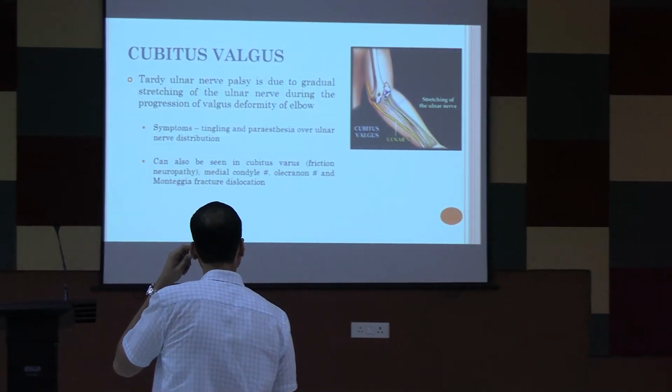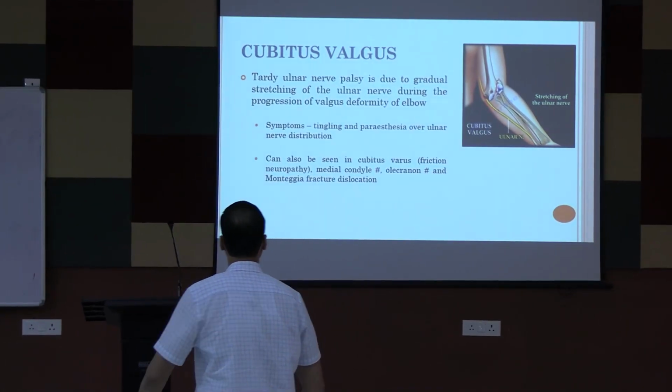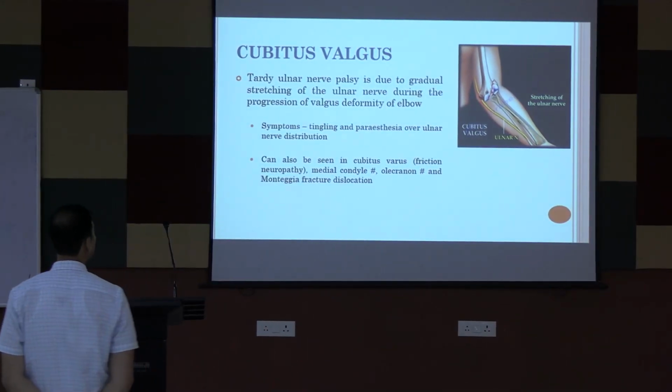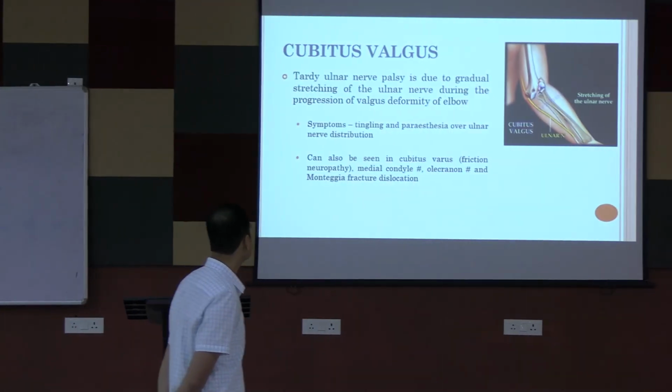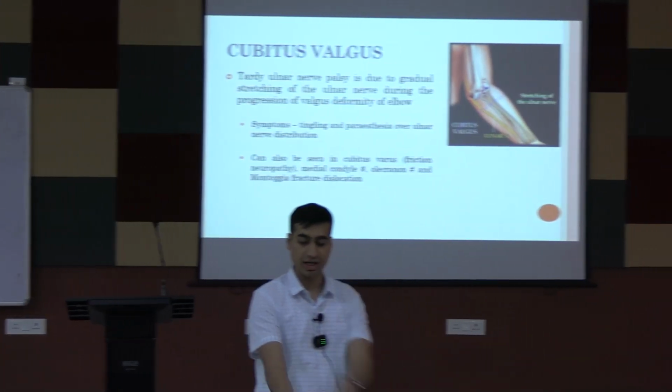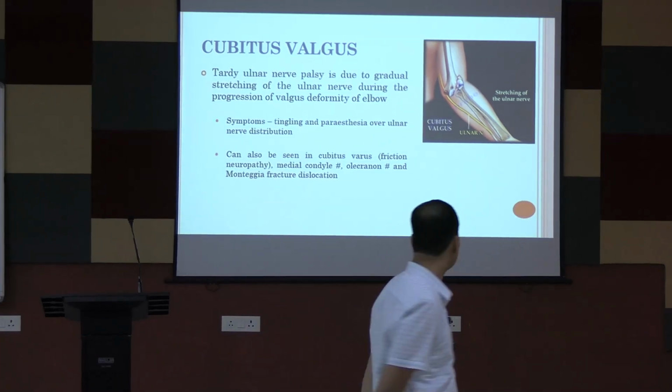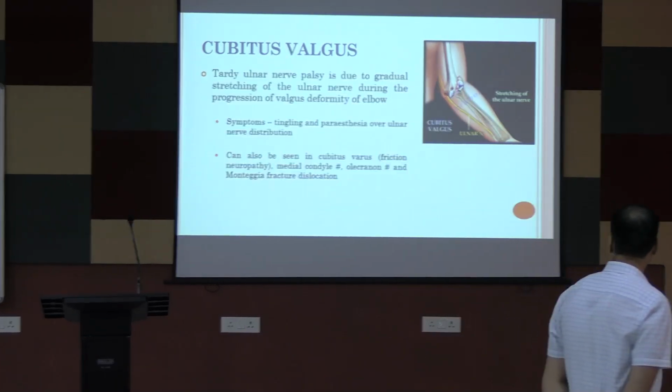So what is the cubitus valgus? Tardy ulnar nerve palsy is due to the gradual stretching of the ulnar nerve during the progression of the valgus deformity. Same thing that I said. Symptoms are tingling and paresthesia over the ulnar nerve distribution. So your entire ulnar nerve distribution will be affected.